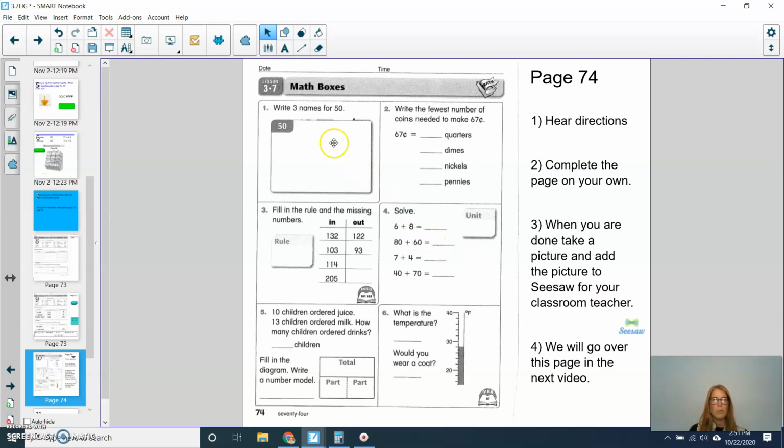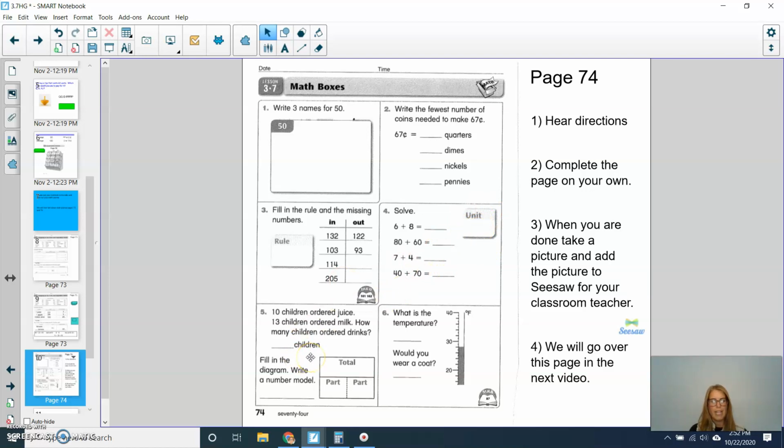So for question number 1, it says write 3 names for 50. For question 2, write the fewest number of coins needed to make 67 cents. So thinking how many quarters, then how many dimes, nickels, and pennies. So all of these coins together would get me to 67 cents. For question number 3, fill in the rule and then fill in the missing numbers. Solve for question 4, don't forget about your unit.